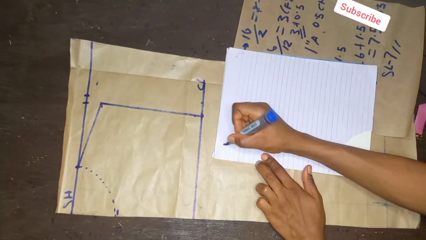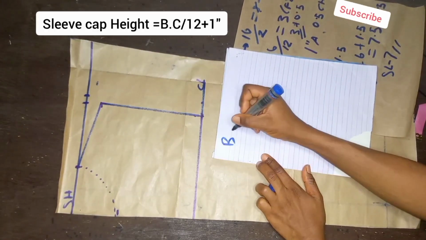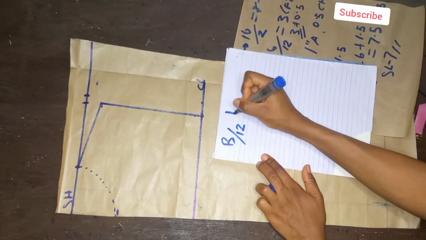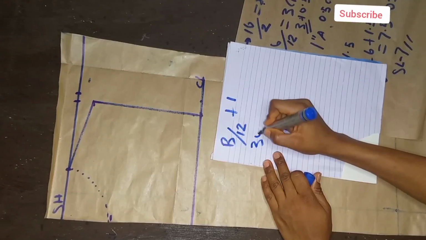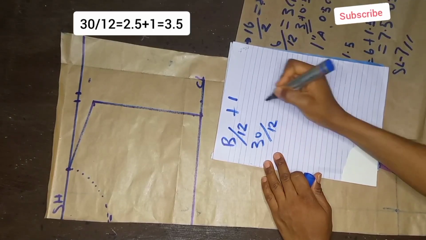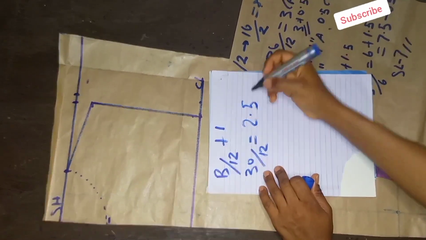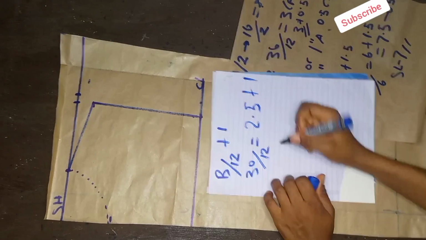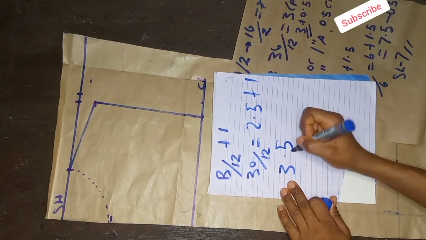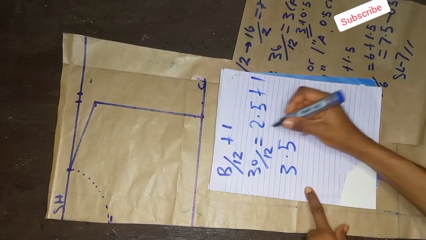The formula for the sleeve cap height is the bust circumference divided by 12 plus 1 inch. So let's say the bust circumference is 30. 30 divided by 12 is equal to 2.5 inches. 2.5 inches plus 1 inch will give me 3.5 inches. So the sleeve cap height will be 3.5 inches.